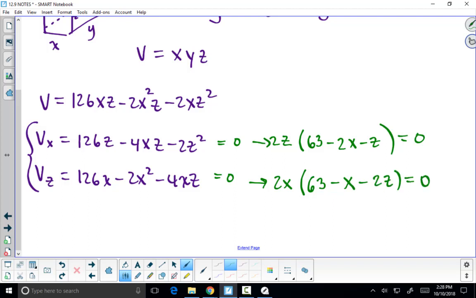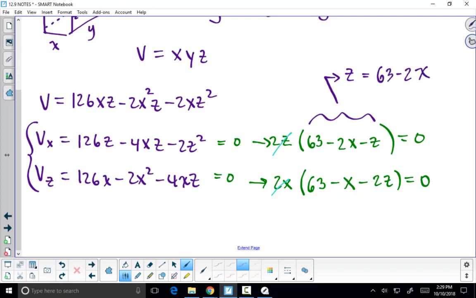All right, we know that x and z can't be 0. We're talking about a box, so those are not options. We can ignore those two parts right there. So the key then is that right here we can solve for z. We're going to get z equals 63 minus 2x.